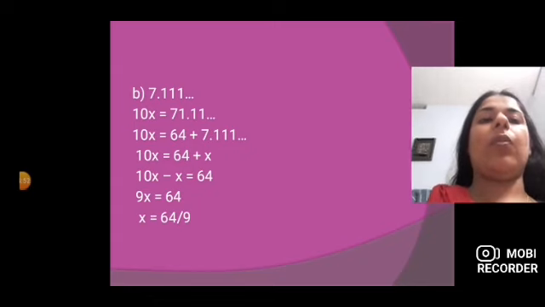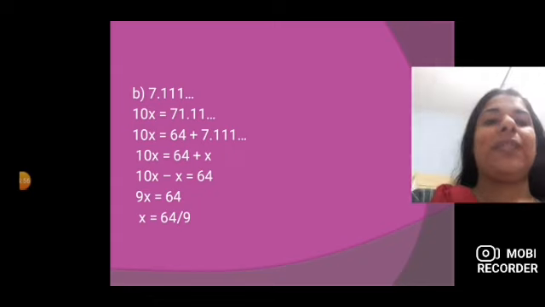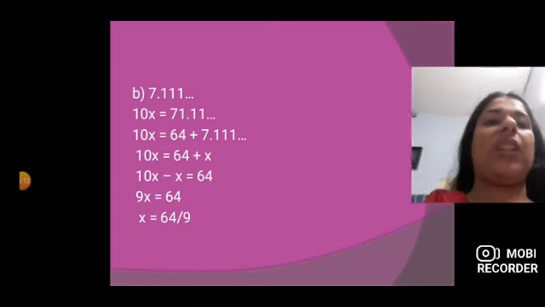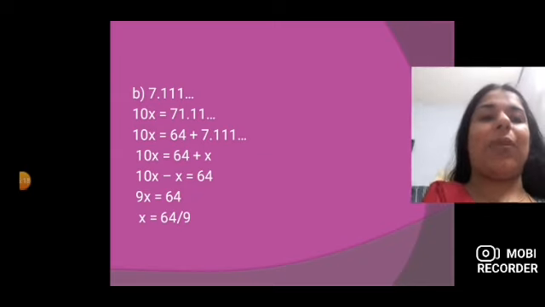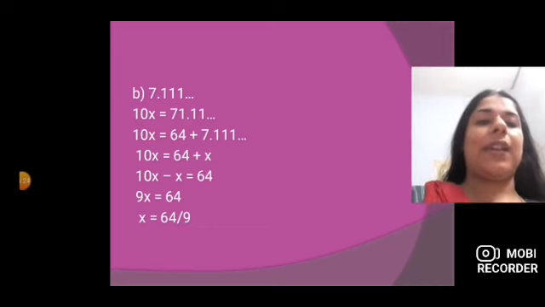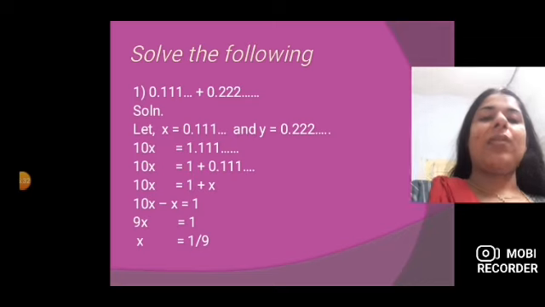Okay, 7.111. Here x equal to 7.111. So 10x equal to what? 10x equal to 71.111. So we have 70 plus 1.111, so no, we cannot convert that way. So 64 plus 7.111, that is 10x equal to 64 plus x. Therefore 10x minus x equal to 64, that is 9x equal to 64, x equal to 64 by 9. Now solve the following problems.